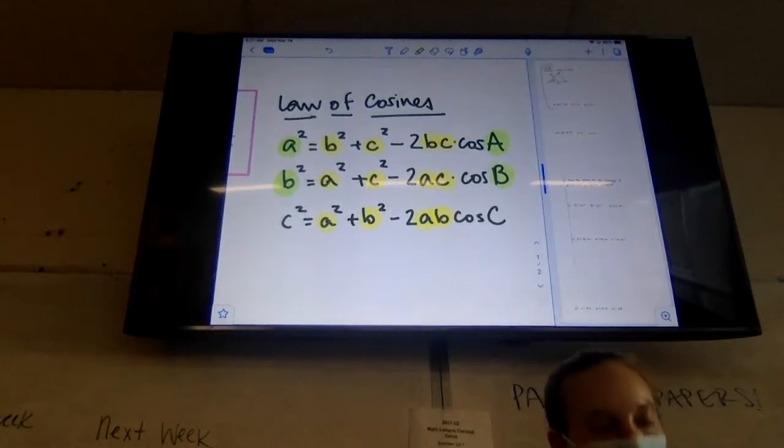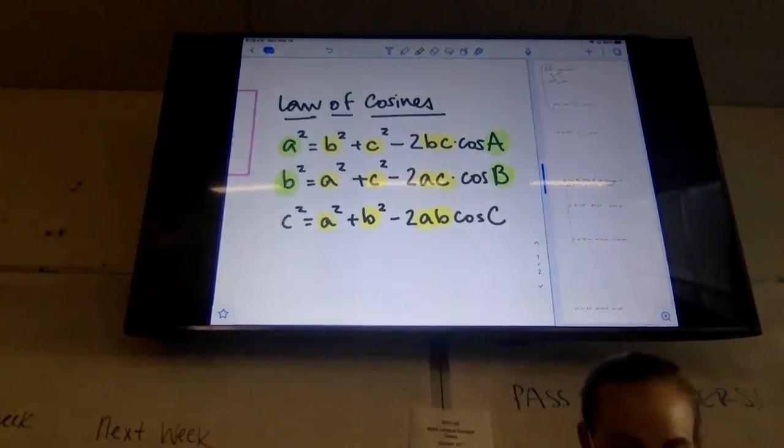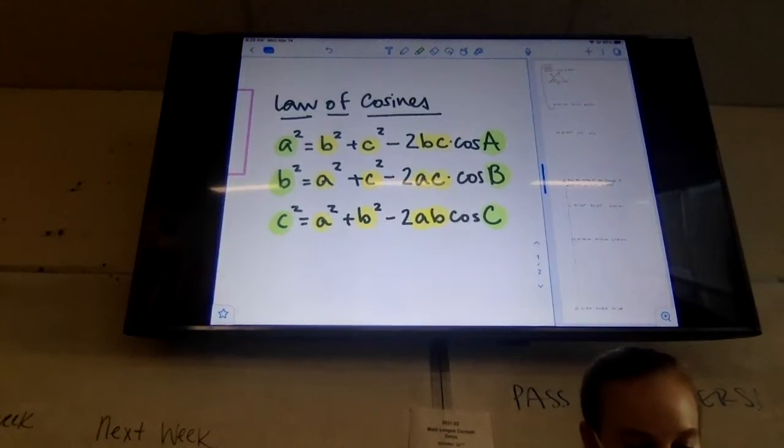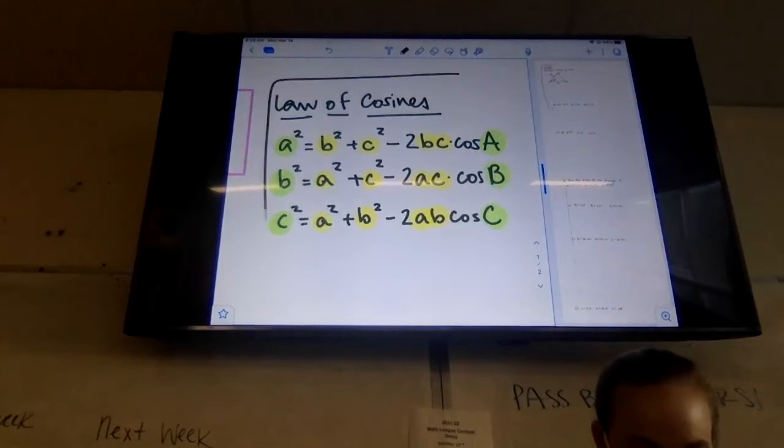Again, the side that's by itself, its opposite angle is the one that we're doing the cosine of. And then the other 2 sides, it doesn't matter what order they're in. And that is my law of cosines.